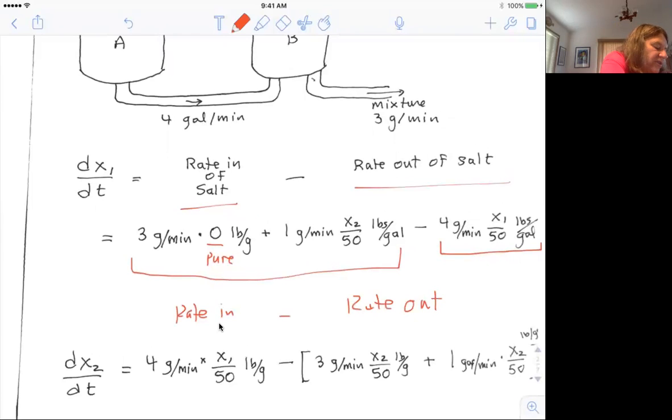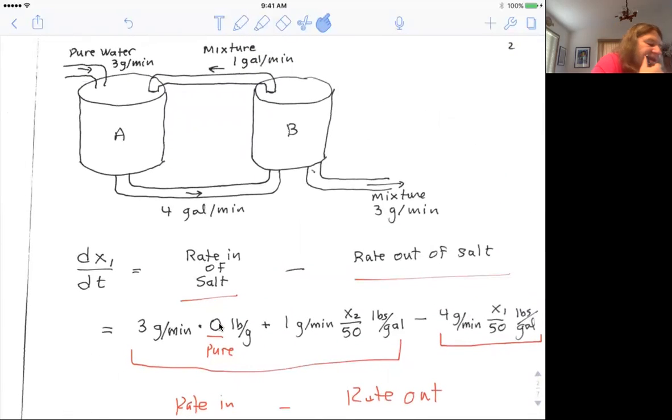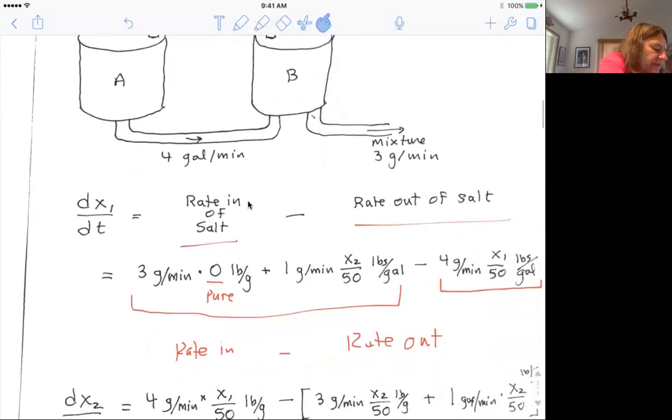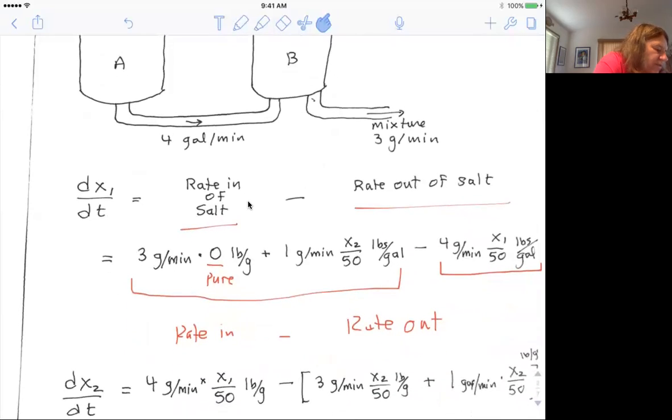So I'm going to go back and look at rate in on tank B. What's coming into tank B is the stuff that's coming in down here. Everything else is going out. So the stuff that's coming in down here is going to be 4 gallons per minute. I don't know how much salt there is in A at this point because it's changing, so I'll put X1 over the 50 gallons that I know are going to be in there all the time. So that's the rate in.